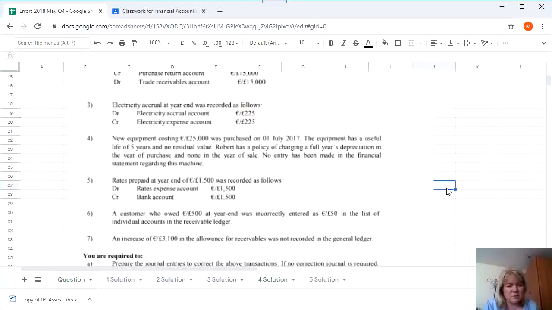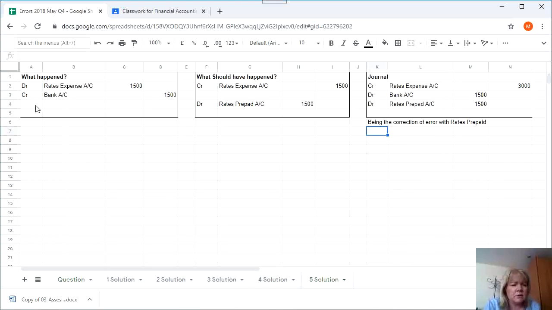Okay, so as we move on to part 5, it tells us that rates prepaid at year end of 1,500 was recorded as follows: debit the rates expense account 1,500 and credit the bank account 1,500. So again, just to analyse that, if we take a look at what happened, I simply restate it there: debit the rates expense account 1,500 and credit the bank account 1,500.